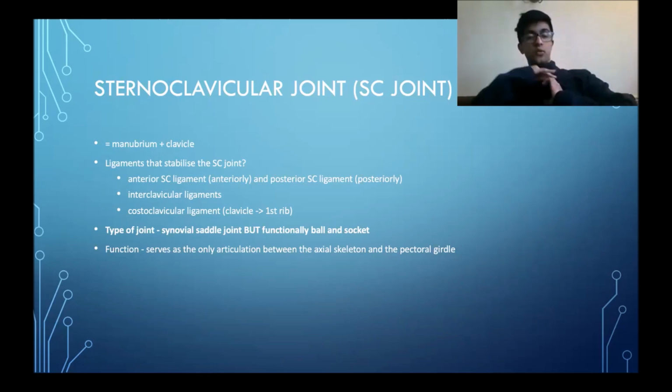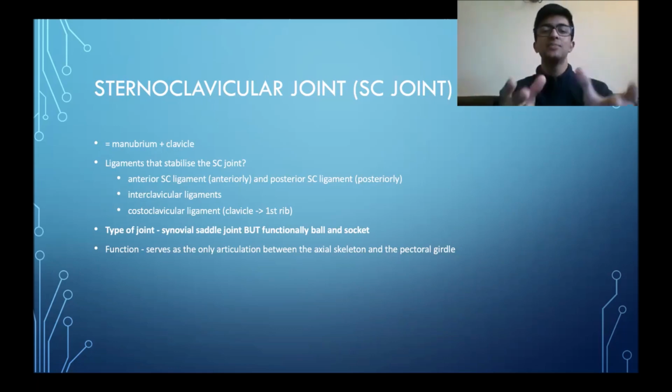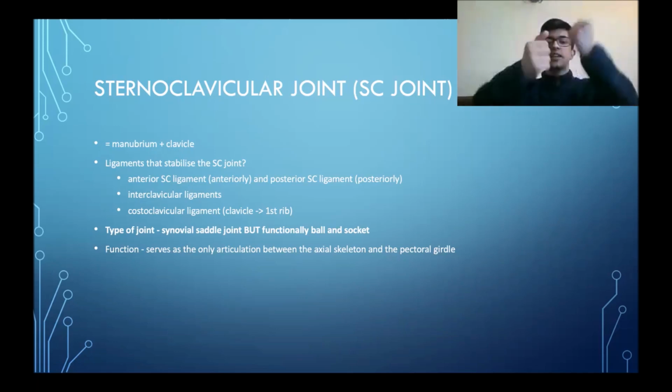Then you have the clavicle connecting to the manubrium here. So you have a sternoclavicular joint. Ligaments again, and this makes sense that you want to stabilize a joint to make it stable using ligaments. Imagine those webs connecting to a ligament.